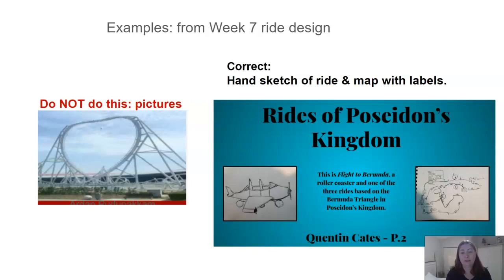So if you look at Poseidon's Kingdom, you see a plane. The plane, in this case, is a vehicle. So if you wanted to do a roller coaster, the roller coaster thing that you sit in, the little car or cart, I don't know what you call it, that's a vehicle. You'd have to draw that.